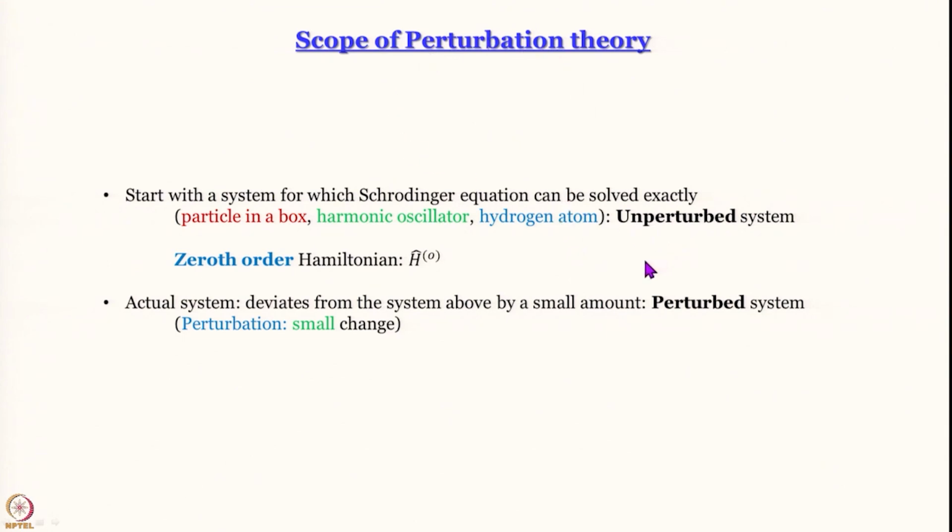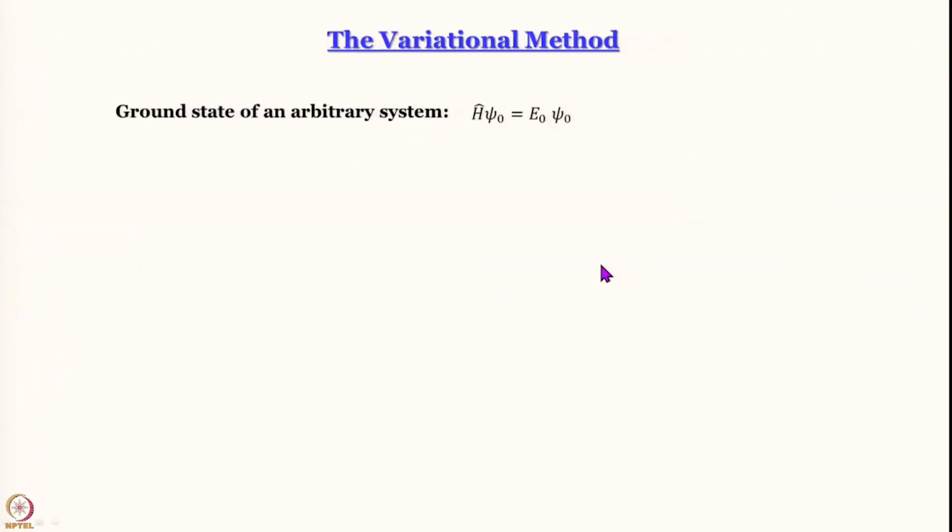So, for such systems we have this elegant method that we are going to discuss now, the variation method. Now, why is it called the variational method of all things? We will see.